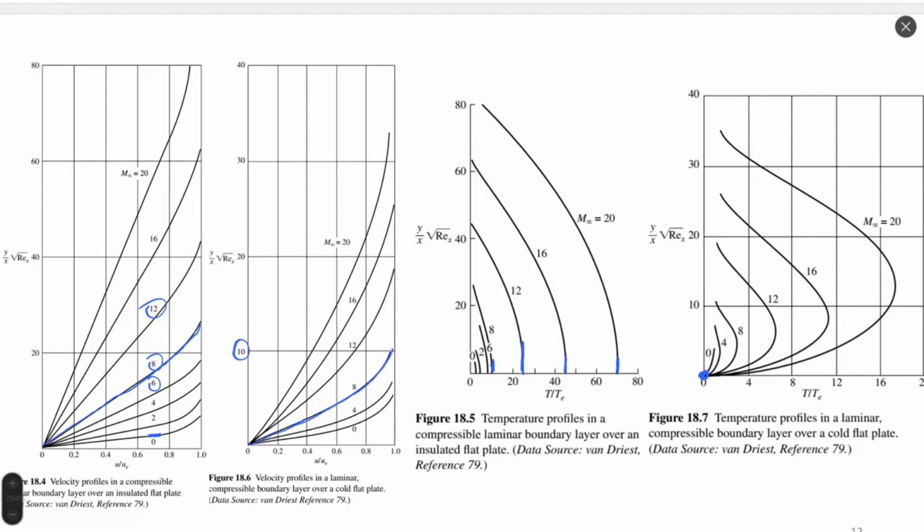Thermal and velocity boundary layer. Also comparing sizes, we see that the thickness of the thermal boundary layer is different from the velocity boundary layer. For some cases it's bigger, for other cases it's smaller, but I think in general the thermal boundary layer is always thicker than the velocity one.